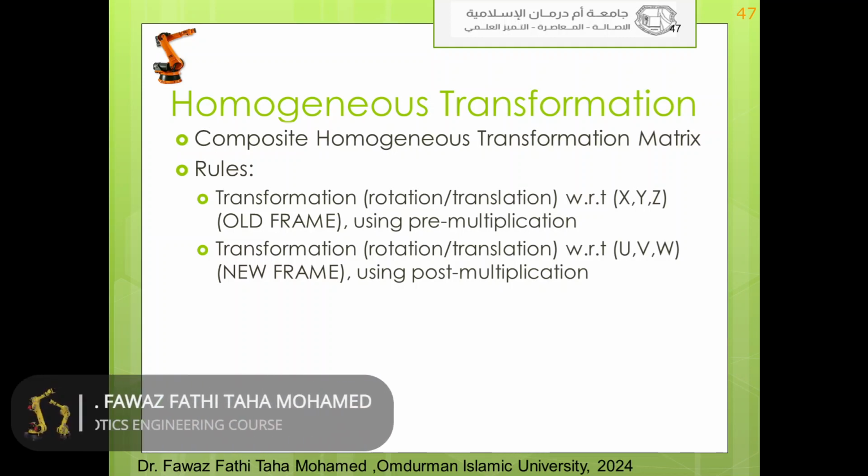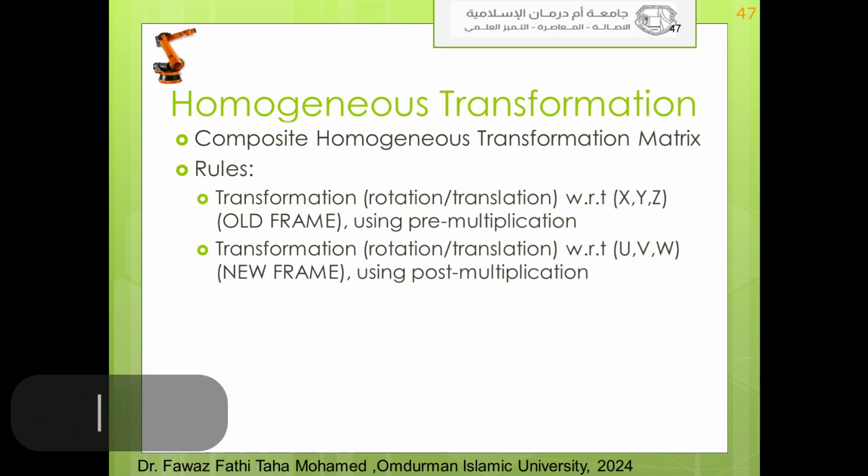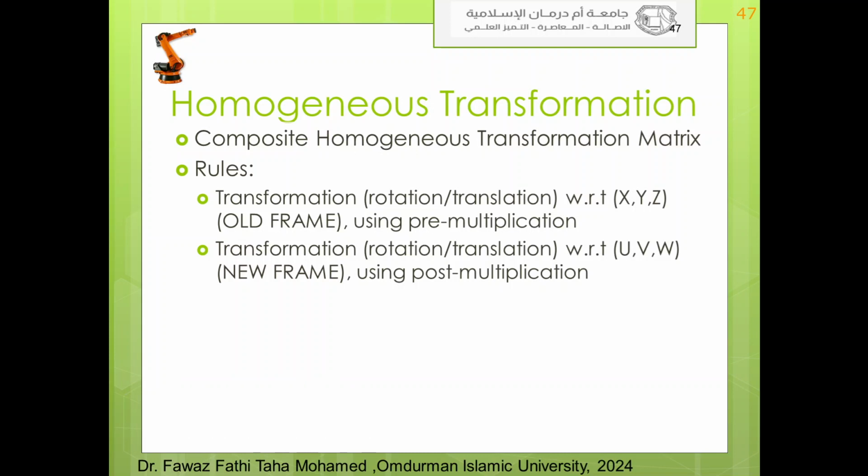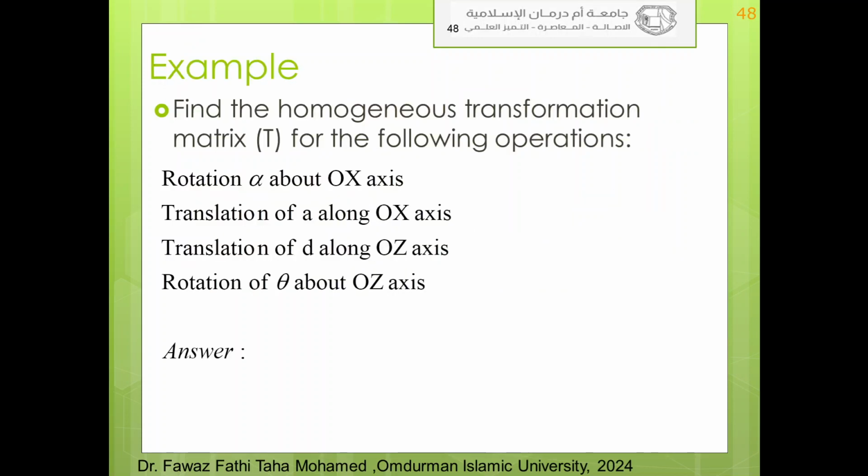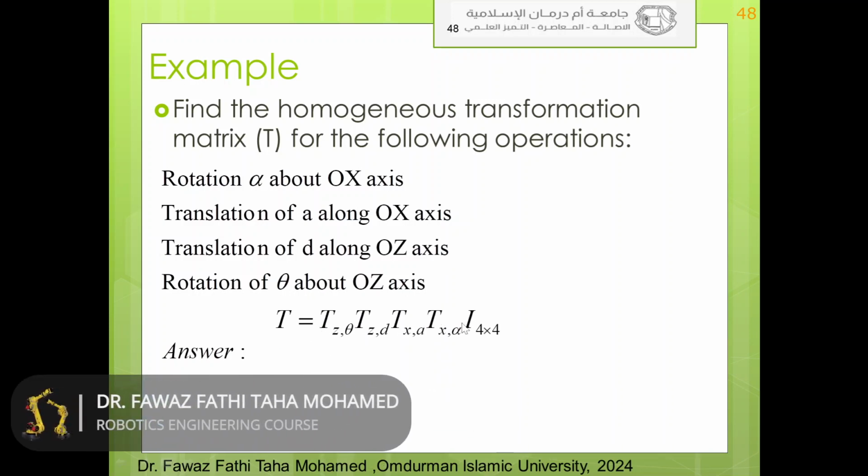Here, in other words, composite homogeneous transformation matrix rules of a transformation with respect to x, y, z, old frame use pre-multiplication, with respect to new frame use post multiplication. Here also another example: rotation about ox, then translation along ox axis, translation of a length and d length along the opposite axis, then a rotation about it. Here the answer is pre-multiplication.